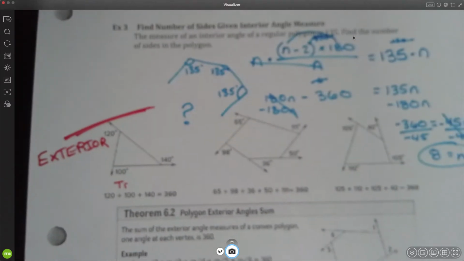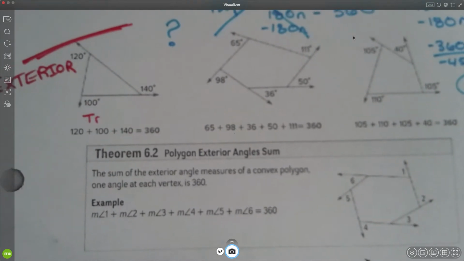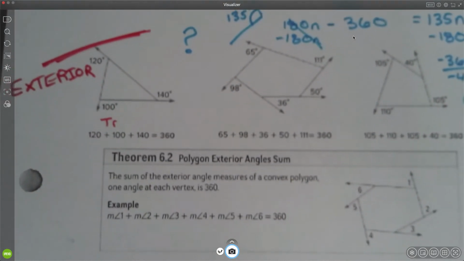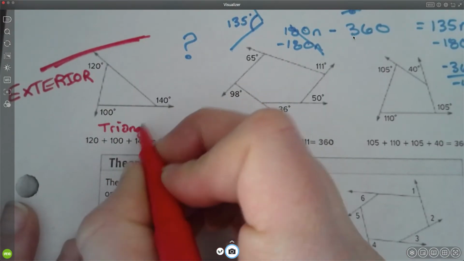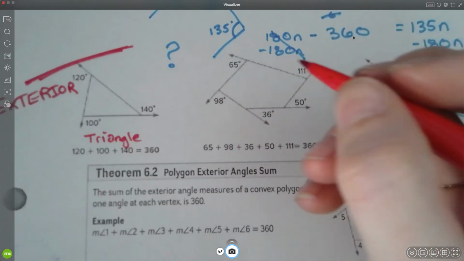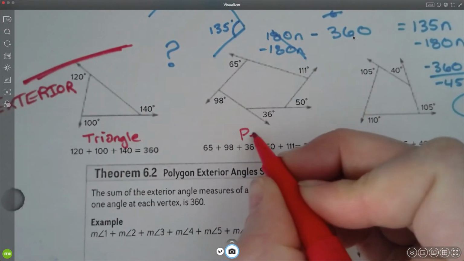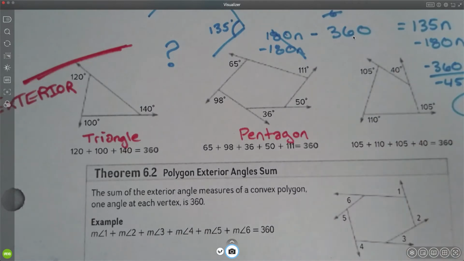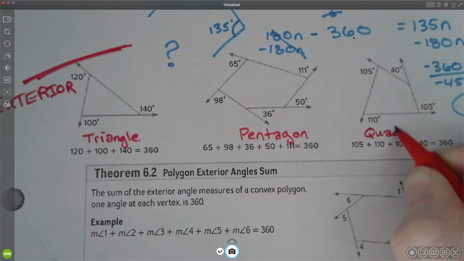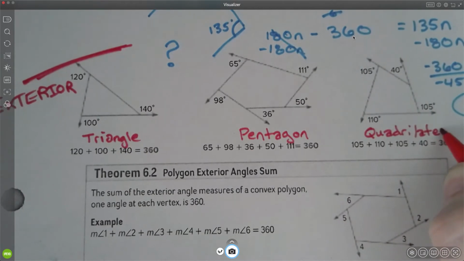Exterior angles are on the outside. They have drawn you pictures of some exterior angles for these different shapes. The first one is a triangle. The second one, what's this shape? That's a pentagon. So they've done exterior angles to a pentagon. And what's this shape? A quadrilateral. A square is a special type of quadrilateral. When they draw the exterior angles, it kind of looks like a fan going around in a circle.